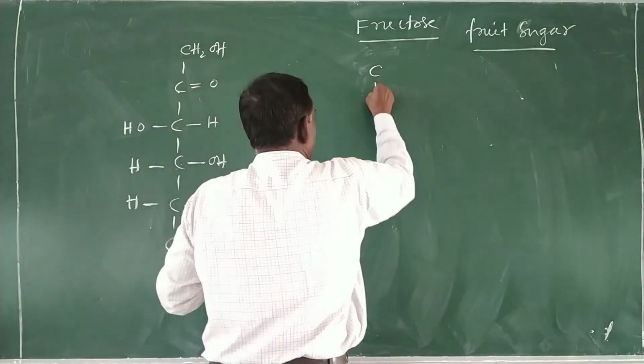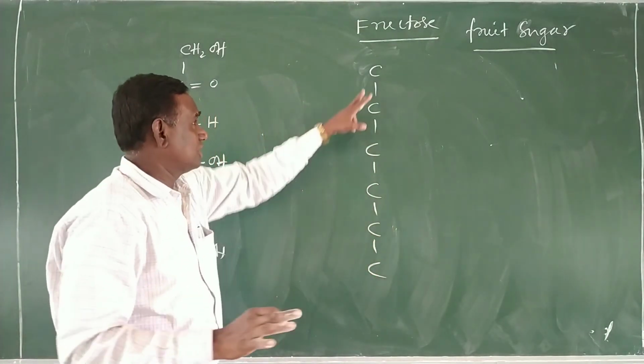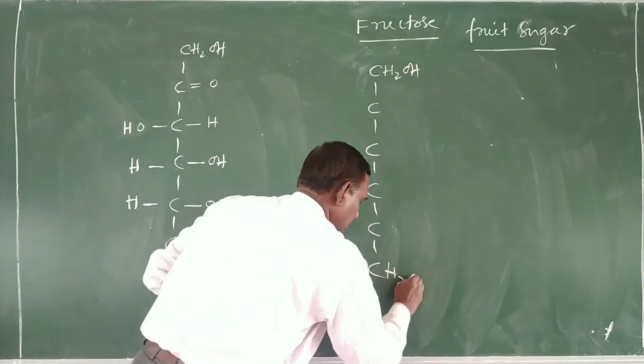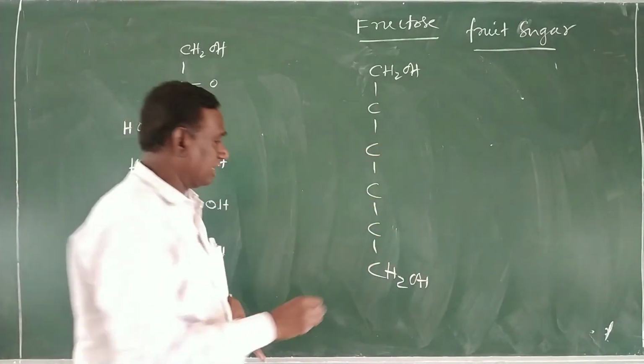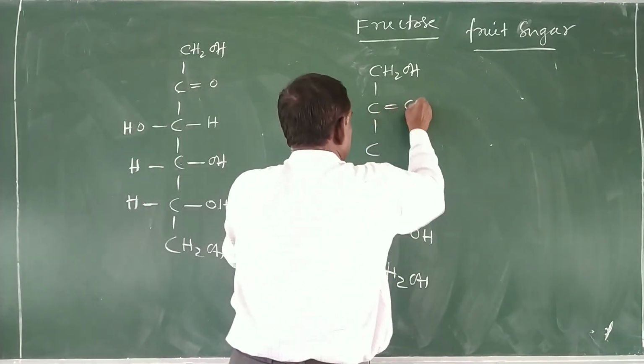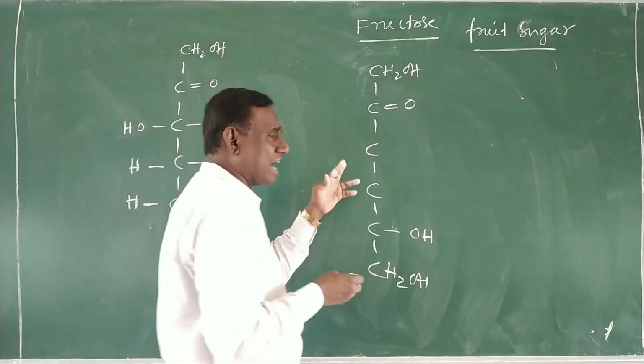I can write this once again. Just here, 1, 2, 3, 4, 5, 6. So the first one is CH2OH, the last one is CH2OH. At the 5th carbon, the right hand side should be OH. The second carbon atom should contain the carbonyl group, CO. For the remaining carbons, you have to add H and OH.